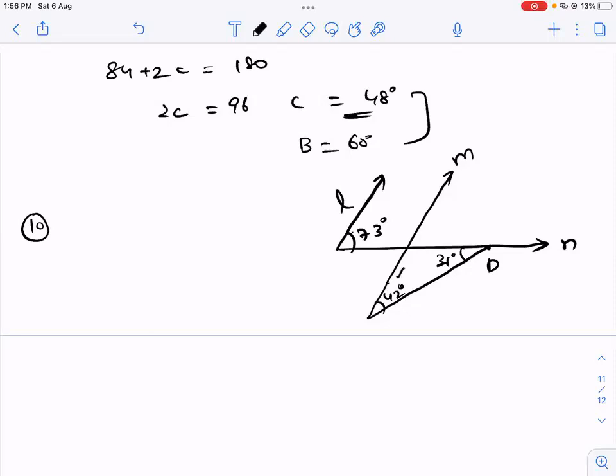See, 42 plus 31. This is the exterior angle X. X is equal to how much? Sum of opposite interior angles, 42 plus 31, which will give you 73 degrees. If this is 73 and this is also 73, it is only possible for them to be corresponding angles, and corresponding angles will come only for two parallel lines. That is why L is parallel to M.